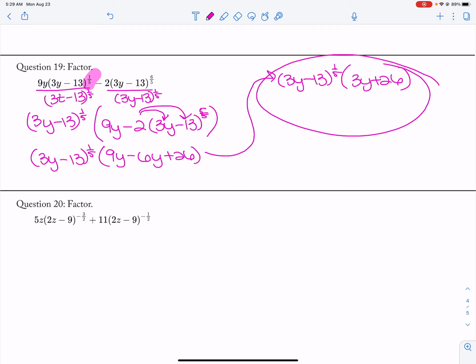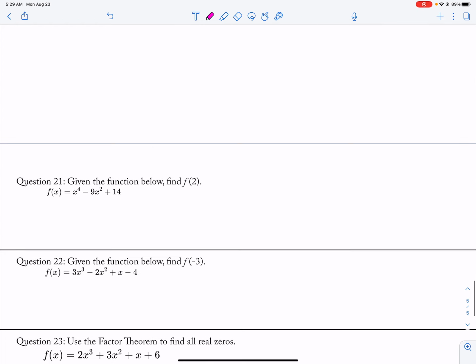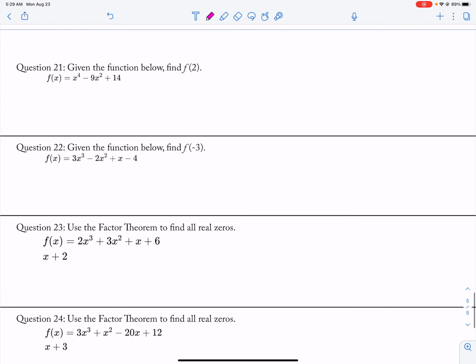Now, switching gears a little bit, I want to find f of 2. I want to show you guys that if I want to find f of 2, I can use synthetic division. There's an x to the 4th. There's no x cubed. There's a 9x squared. There's not an x, and then there's a 14. And then what I do is this down here, my remainder is what f of 2 is.